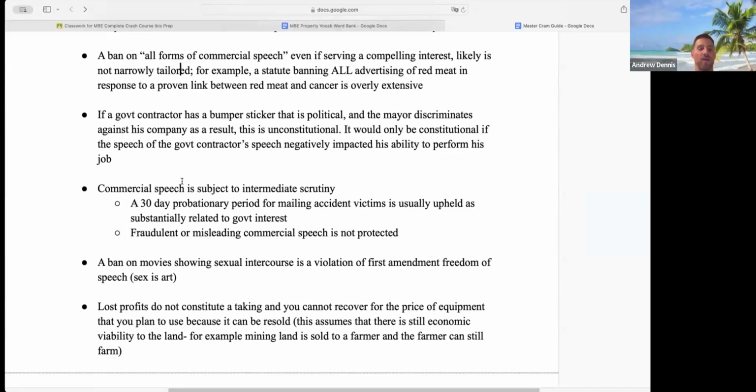detour, not a frolic. A ban on movies showing sexual intercourse is a violation of First Amendment freedom of speech.